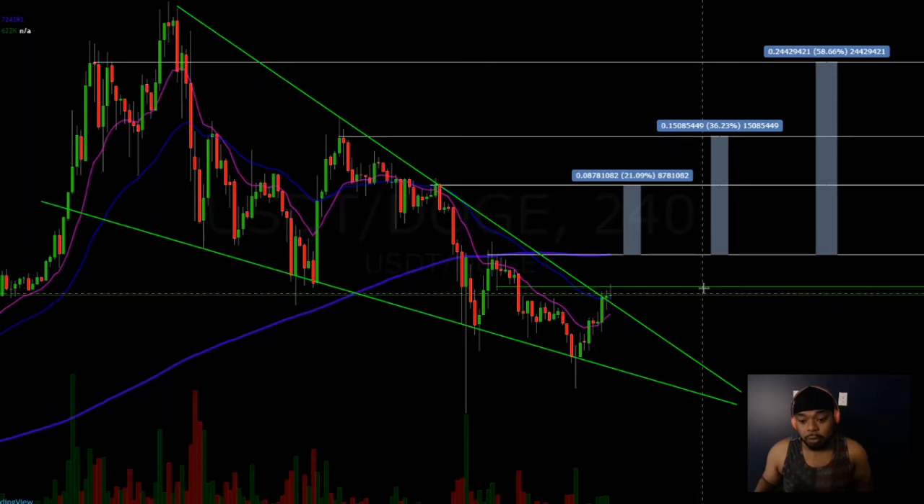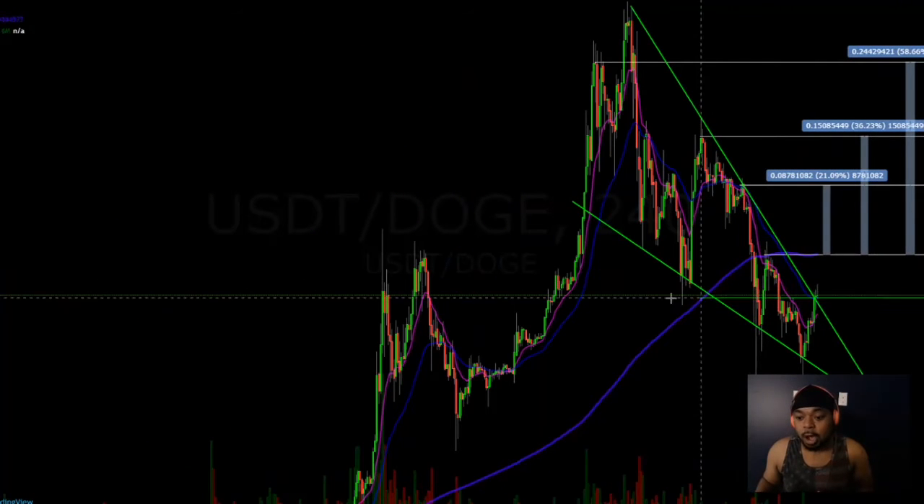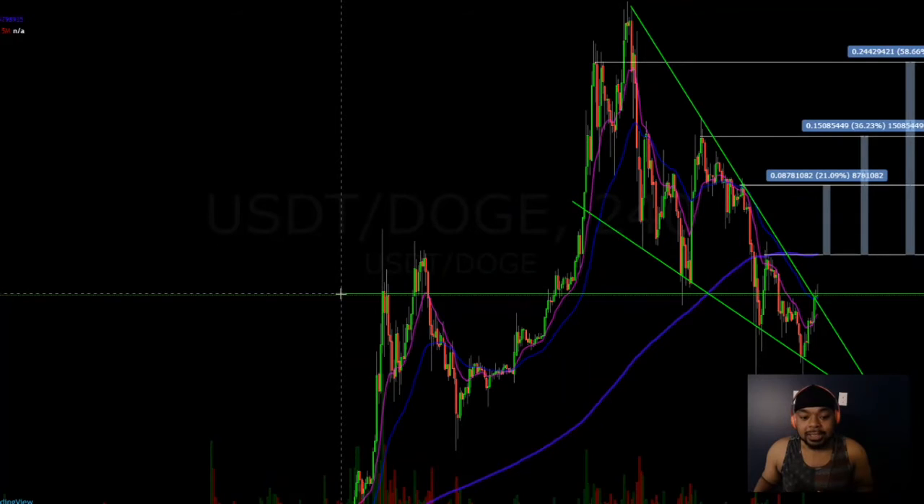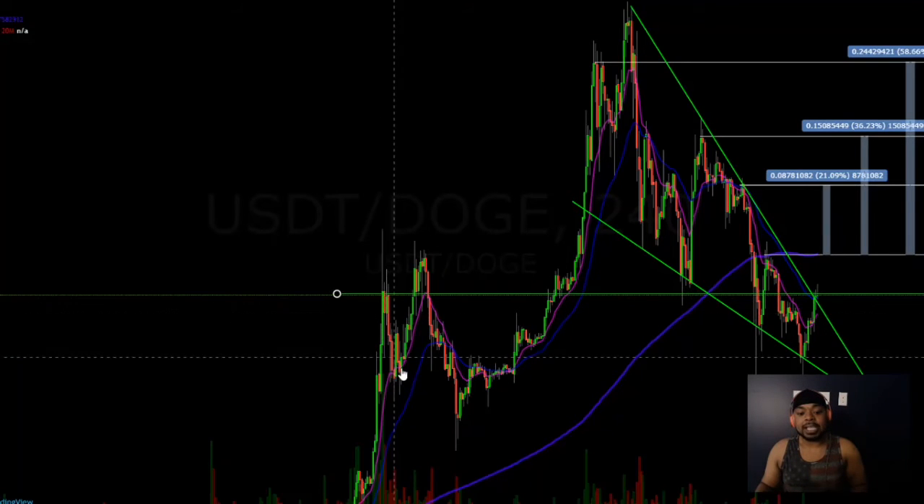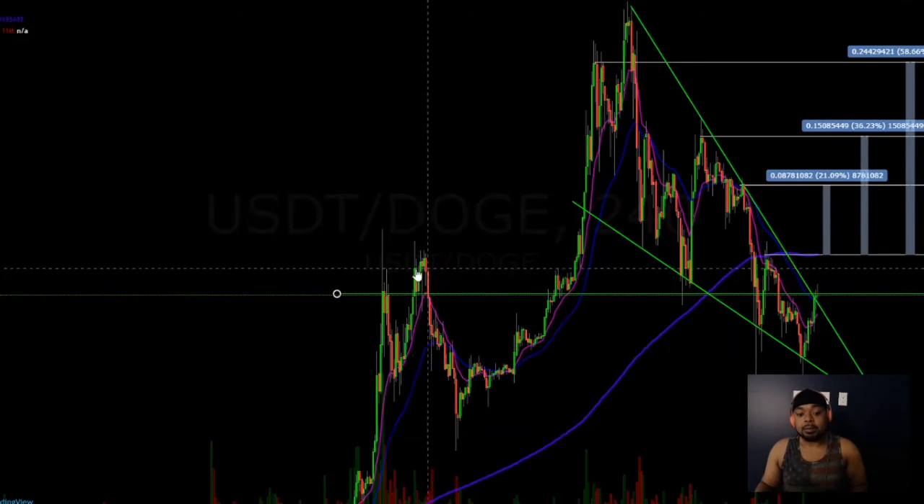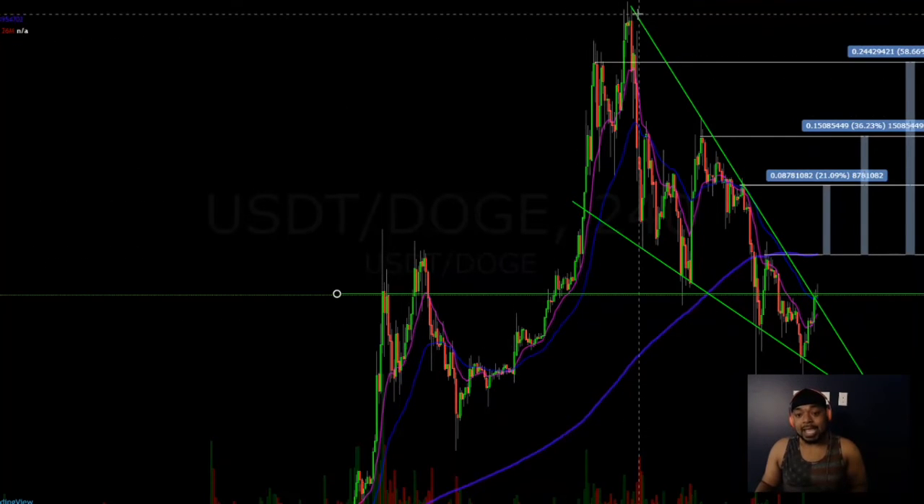If you are really risky, you're feeling really froggy and you just want to jump, you could enter here, but that's highly risky. Why? Because, let's extend this all the way back here, you see at this same level, this was Doge's all-time high back in April, around about April the 16th. As you can see, once Doge reached this level, it got rejected. It broke it here momentarily and got rejected again. And the next time it broke it, it went and made a new all-time high.